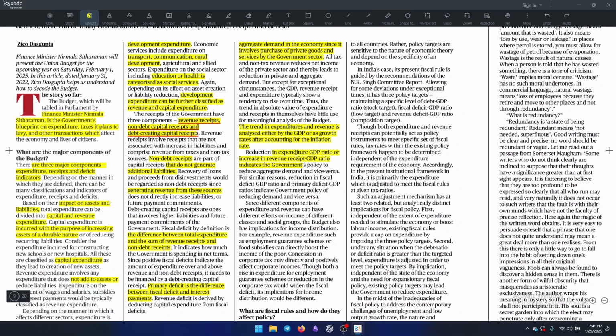Since different components of expenditure and revenue can have different effects on income of different classes and social groups, the budget also has implications for income distribution. For example, revenue expenditures such as employment guarantee schemes or food subsidy can directly boost the income of the poor. Concession in corporate tax may directly and positively affect corporate incomes, though both a rise in expenditure for employment guarantee schemes or reduction in corporate tax would widen the fiscal deficit. Its implication for income distribution would be different.